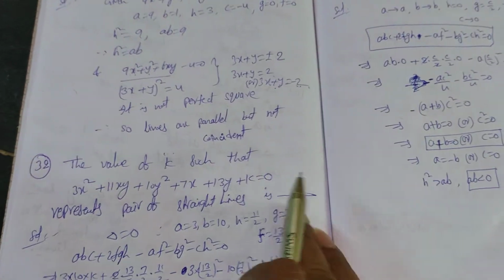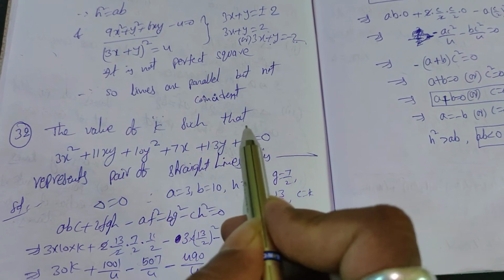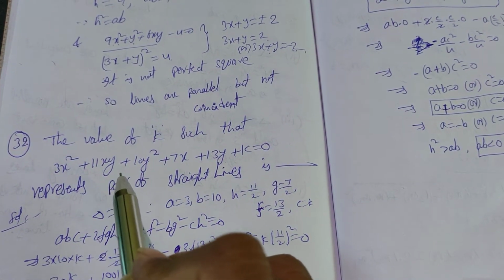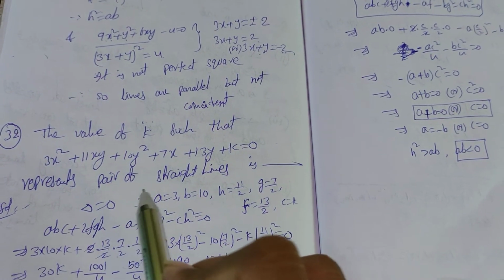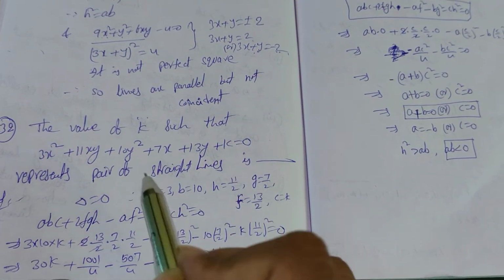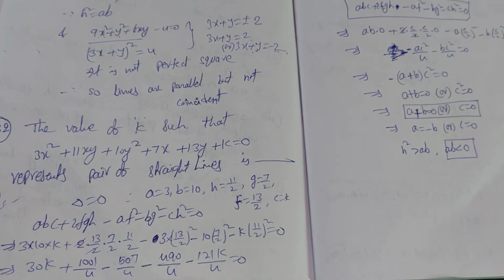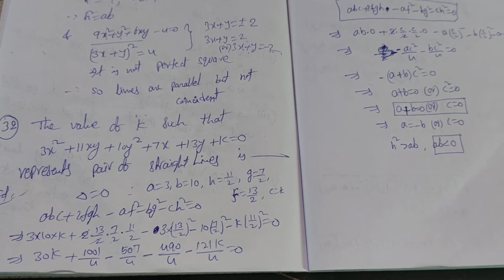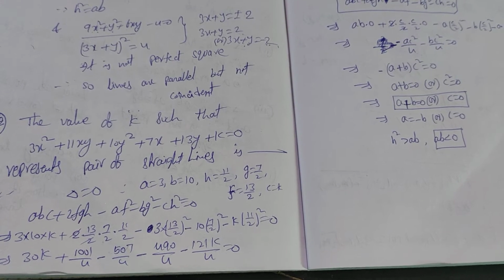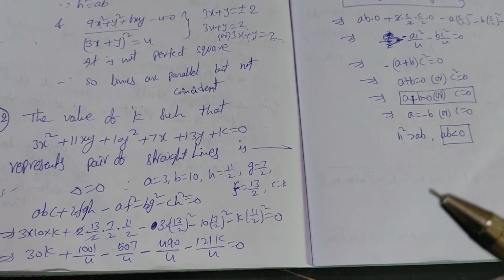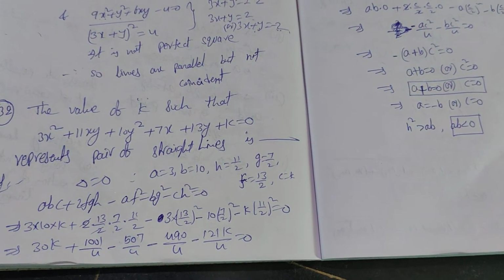Next one is, based on pair of lines, find the value of k such that 3x² + 11xy + 10y² + 7x + 13y + k = 0 represents a pair of straight lines. So if it represents a pair of straight lines, then what is the value of k? Represents a pair of straight lines means first condition Δ = 0, second condition h² ≥ ab. Okay, so we have three conditions. So based on that one we have to do. Actually it represents a pair of straight lines.